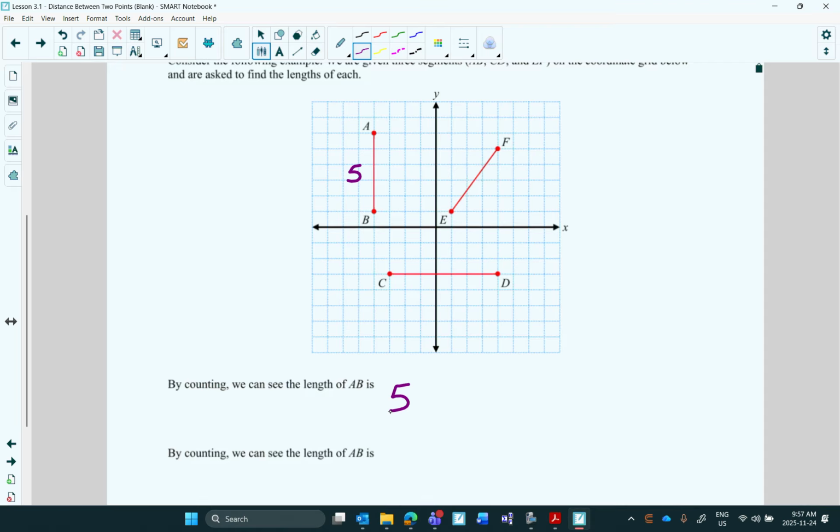If it's a horizontal line segment, we get it by counting again. What's the length of CB? 7.